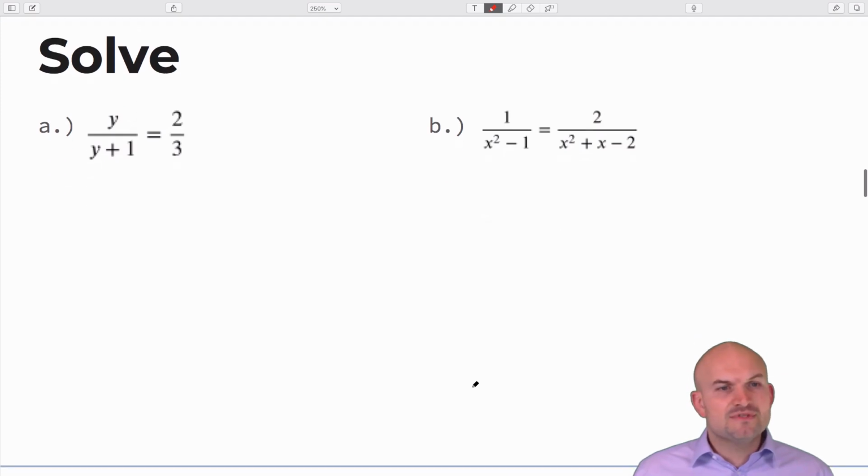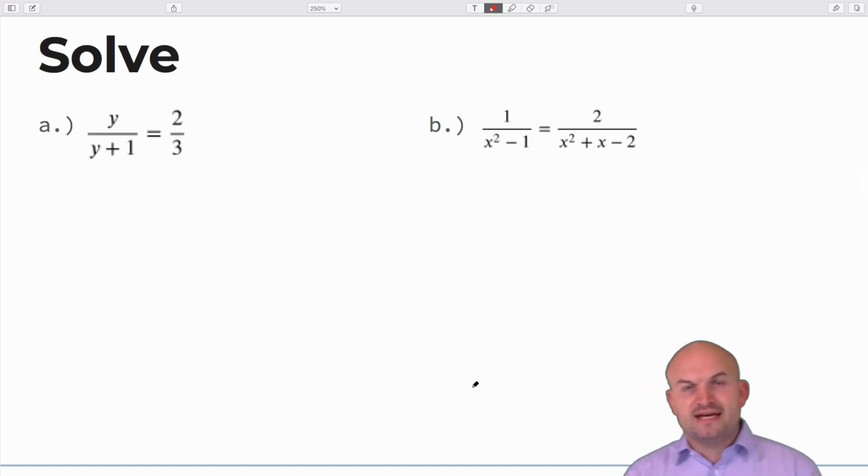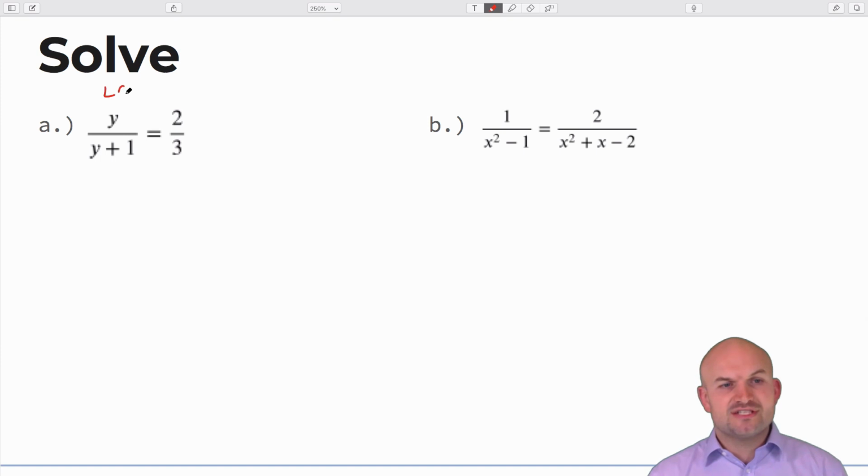All right, so let's take a look at solving some equations here, based on the way that I have taught. When we're identifying the LCD, we're looking for factors that they have in common. Really, y plus 1 and 3 do not have any factors in common, so I am just going to multiply by my LCD on both sides.